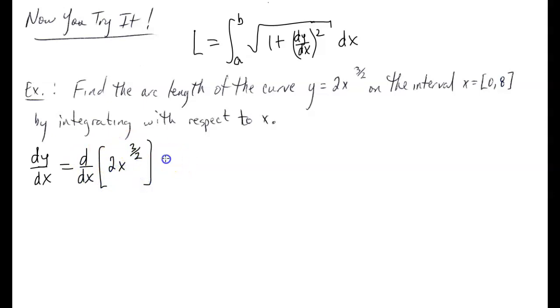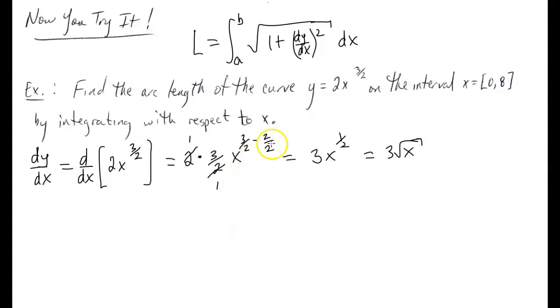So the derivative of y with respect to x would just be the derivative of 2x raised to 3 over 2, and of course, we can just ignore the constant. The derivative of x raised to 3 over 2 would be 3 over 2 x raised to the 3 over 2 minus 1. I'm going to write 1 as 2 over 2. So these 2's reduce to 1, and we just end up having 3 times x raised to the 1/2, which is the same as 3 times square root of x. So that is what our derivative of y with respect to x is.